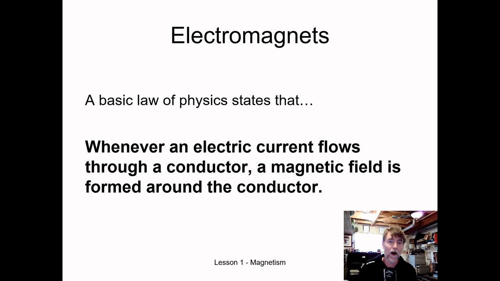Okay, because it's not quite true. I will correct myself later, but essentially you can't have one without the other. Okay, that's really the idea. And certainly in the first direction, which we're looking at here, every time you have an electric current, you will have a magnetic field formed as a result. It's as simple as that. Whenever electric current flows through a conductor, a magnetic field forms around that conductor.